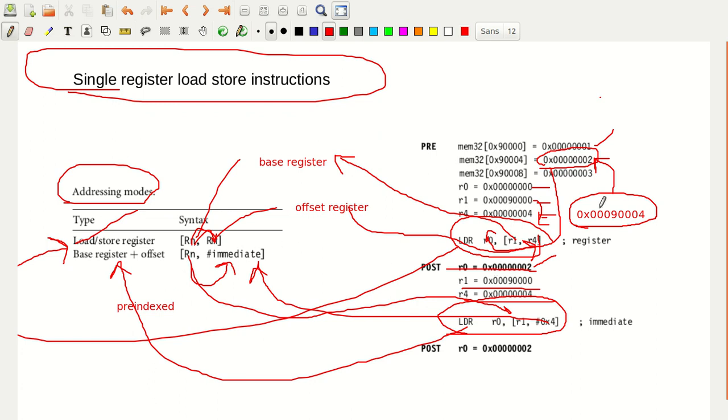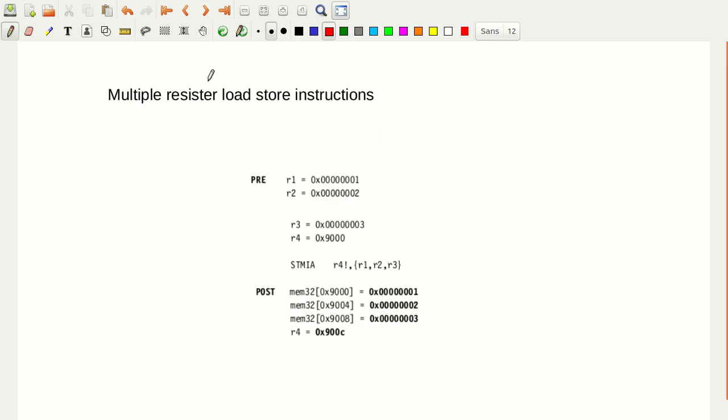Now LDR R0 comma R1 comma hash 0x4. If we observe these two, it is also similar because we are adding 4 here. R1 content is 0x00094 added with 0x4, that memory is same as 2 here, 2 is copied to R0. Okay, so this is how we go for the single register load store instructions. It is the same as the data processing instruction that you have.